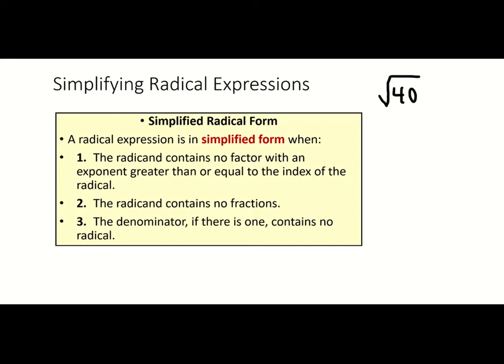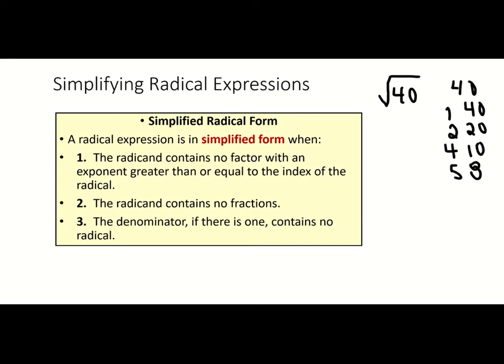So what I do is I think of 40, and I think of my factors of 40. What can I multiply to get 40? So like 1 and 40, 2 and 20, 4 and 10, and then 5 and 8 will also give me 40. So here, what I'm looking for is a pair of factors that also has a perfect square. And this is where knowing those perfect squares will help you out.